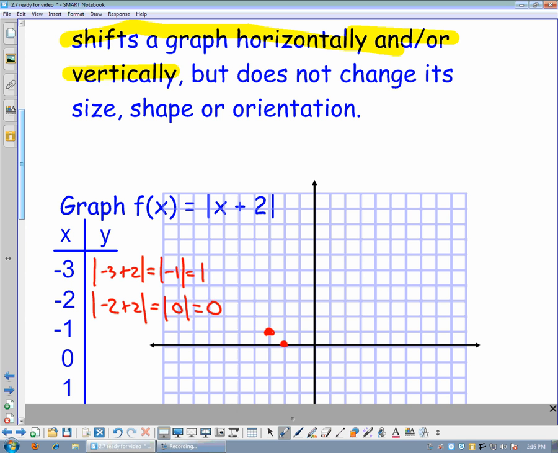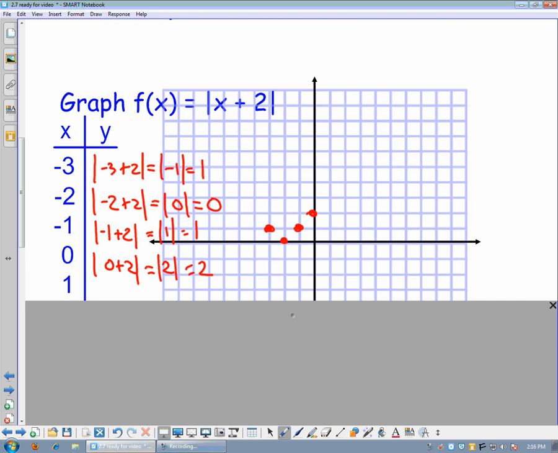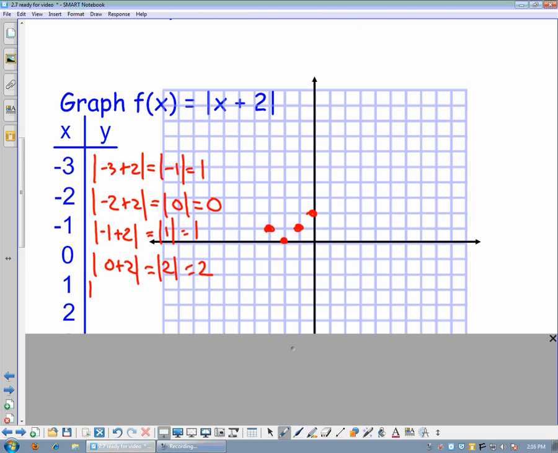That's right here. I hope you're graphing along with me on graph paper. You do need graph paper for your notes. If we plug in -1, we get the absolute value of -1 plus 2. That's the absolute value of 1, which is 1. So we get the ordered pair (-1, 1). The absolute value of 0 plus 2 is the absolute value of 2, which is 2. So at 0, we're at 2. And if we try plugging in just a couple more, the absolute value of 1 plus 2 is the absolute value of 3, which is 3. And the absolute value of 2 plus 2 is the absolute value of 4, which is 4.